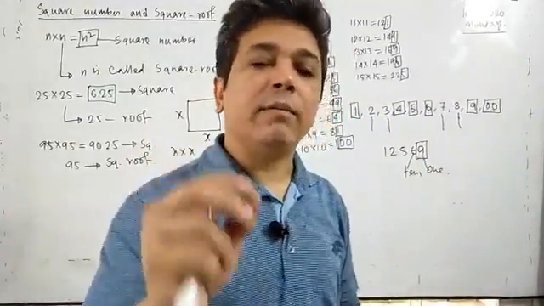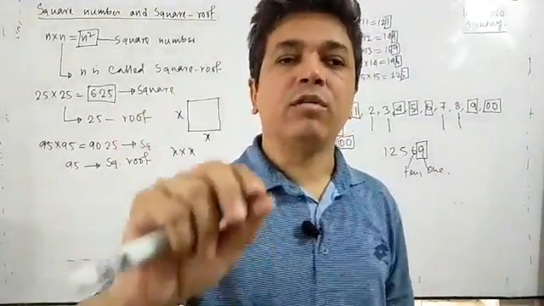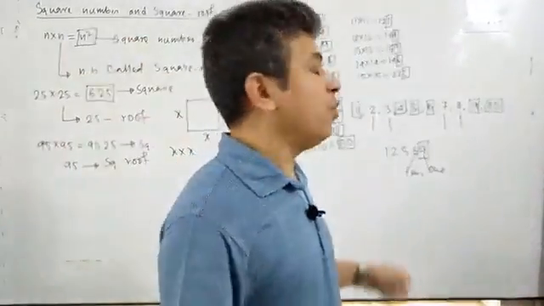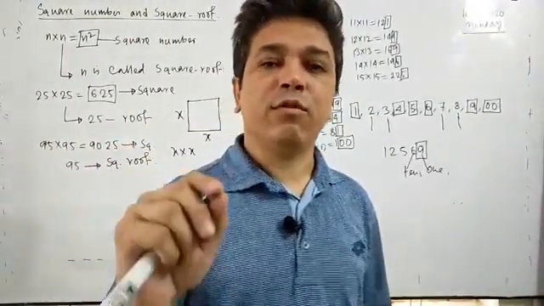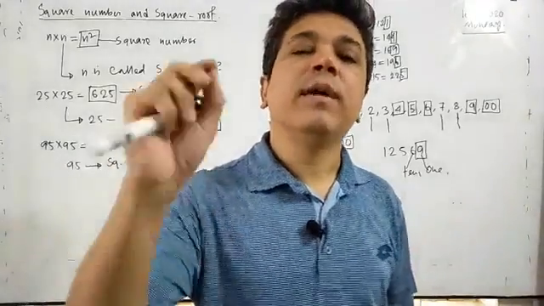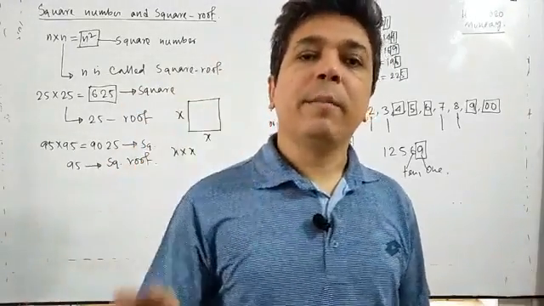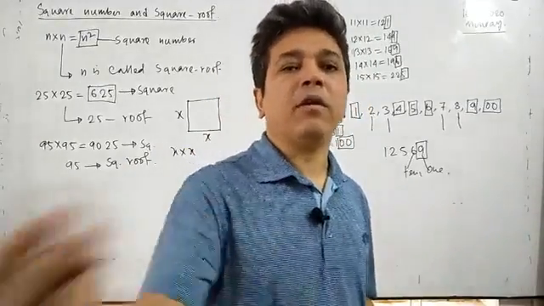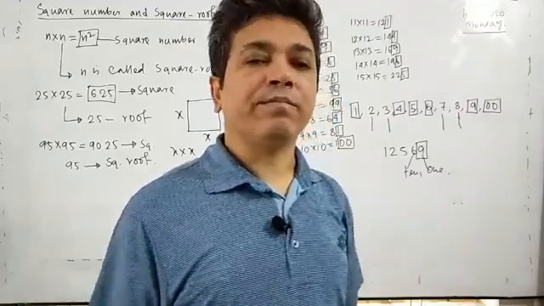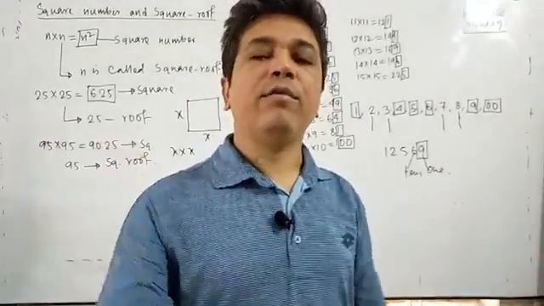If any number wants to be a square number, it must contain 1, 4, 5, 6 or 9 in the one's position, and when it contains 0, it must be pairwise 0. It can be double 0 on the right, okay, pairwise 0. I hope all of you are clear.